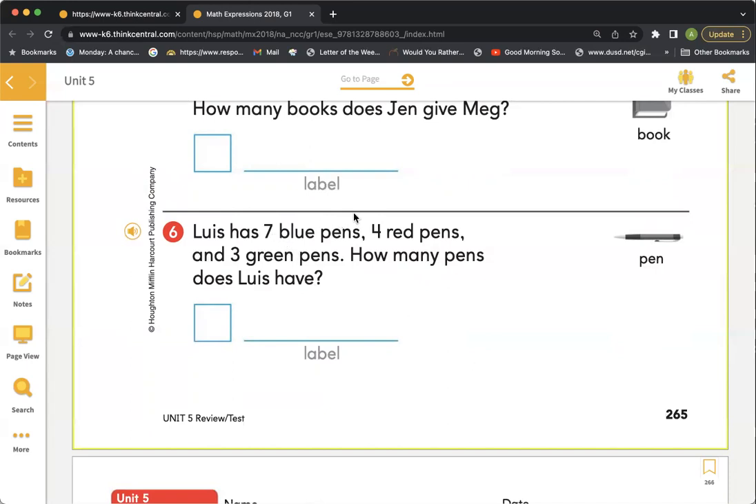All right, this is a 1, 2, 3 add-in problem. Set it up over here. See if you can find some friendly numbers. Remember, number goes here. The label is pen. Pause to solve. Press play when you're ready to begin.